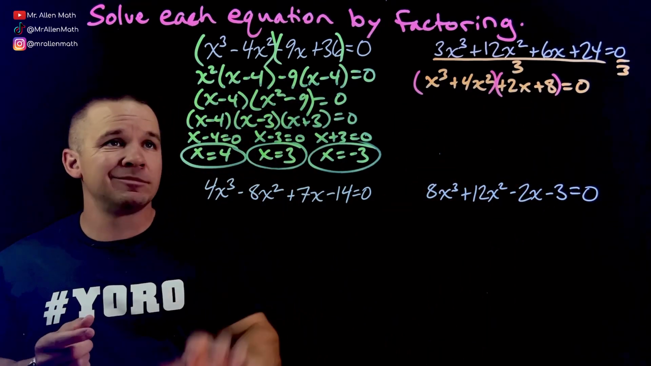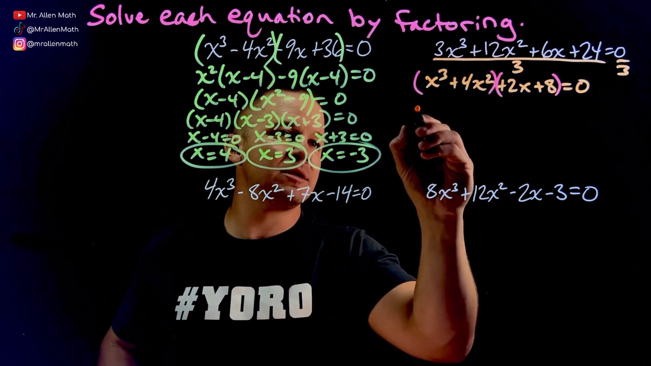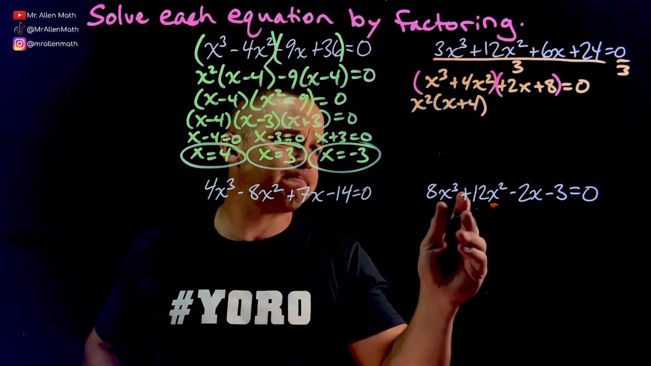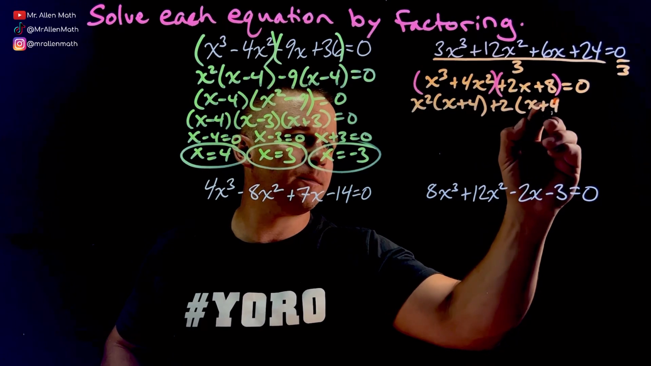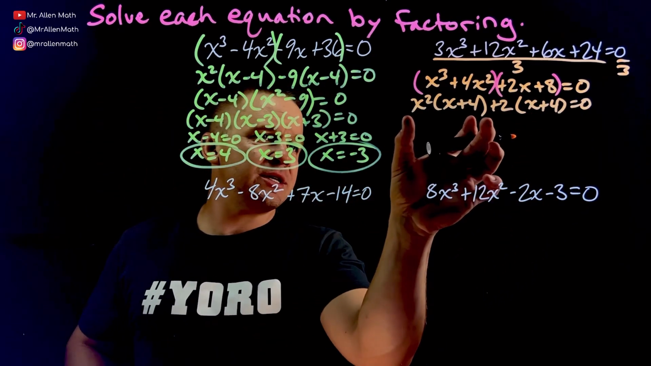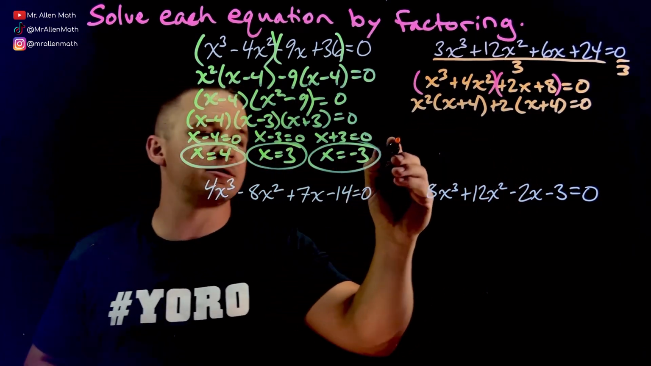And now once again, it's just like this one, we're going to look for some GCFs, okay? What do these have in common? It's going to be x squared. And I'm left with x plus 4 this time. Over here, I can take out a positive 2, and I've got x plus 4 equals 0. All right. So now our GCF here is going to be x plus 4. They have that in common, so I take that out.